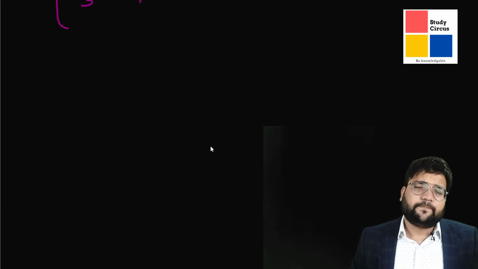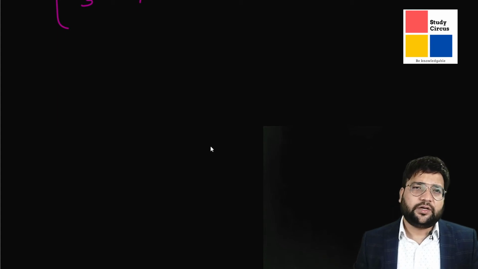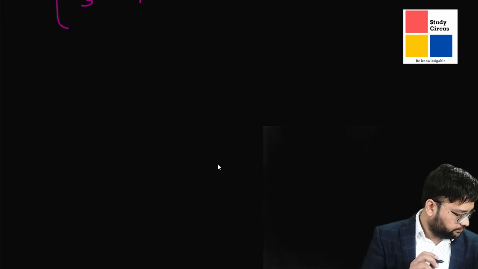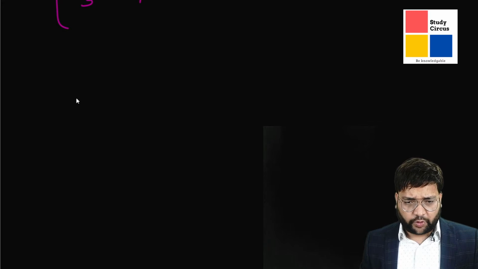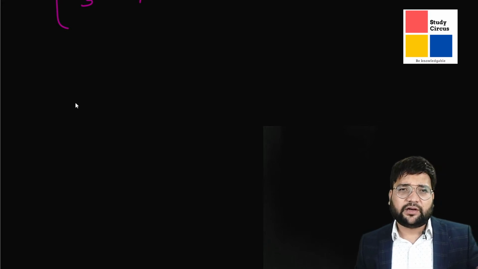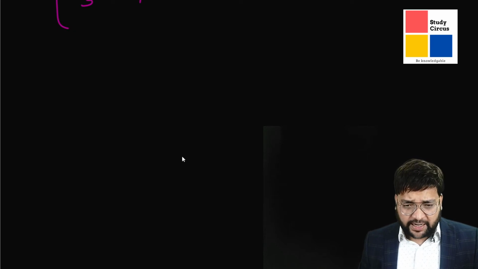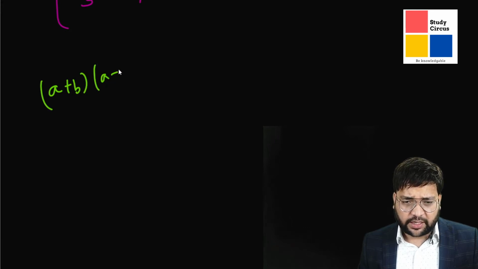Now we'll see what we mean by the rationalization of the denominator. Before learning the rationalization of denominators, we must know this identity. Let's find out. a plus b, where a and b are any numbers, times a minus b.